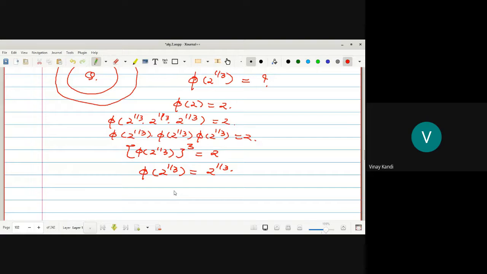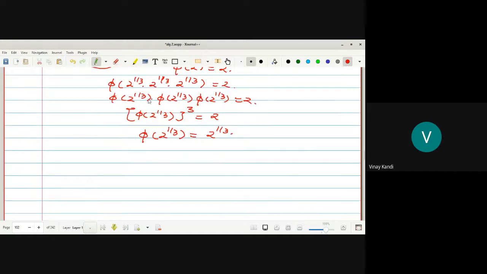Okay, the other two roots would be w into 2 raised to 1 by 3 and w square into 2 raised to 1 by 3, but these are complex numbers and do not belong to Q of 2 raised to 1 by 3. That's why we have not taken these two mappings. For an automorphism, the domain and codomain must be the same. So the image of 2 raised to 1 by 3 is 2 raised to 1 by 3. That is, phi must be the identity mapping. So only the identity mapping exists on Q of 2 raised to 1 by 3.